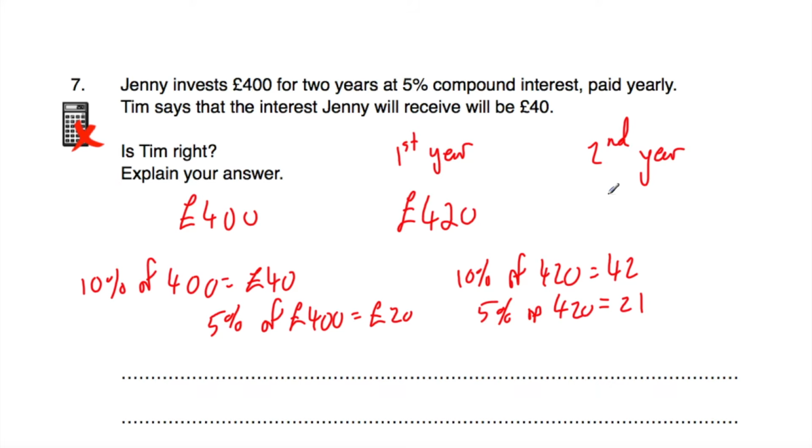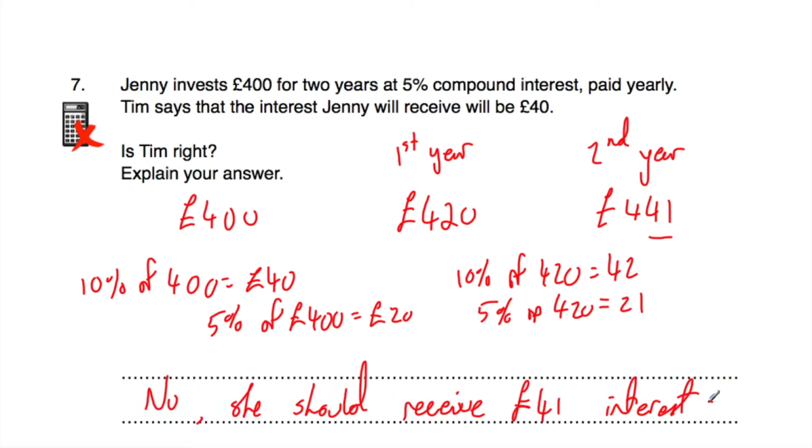And then if we add that on, 420 plus the £21 interest that she receives in the second year, would be £441. So that means that Jenny receives £41 interest, because she started off with £400. She's now got £441. So over the 2 years, she receives £41 of interest, not the £40 that Tim says she should receive. So let's explain that. I've just explained that no, she should receive £41 interest, not £40 interest.